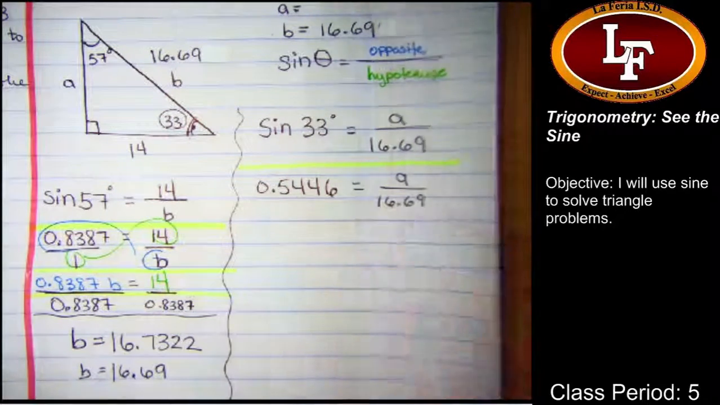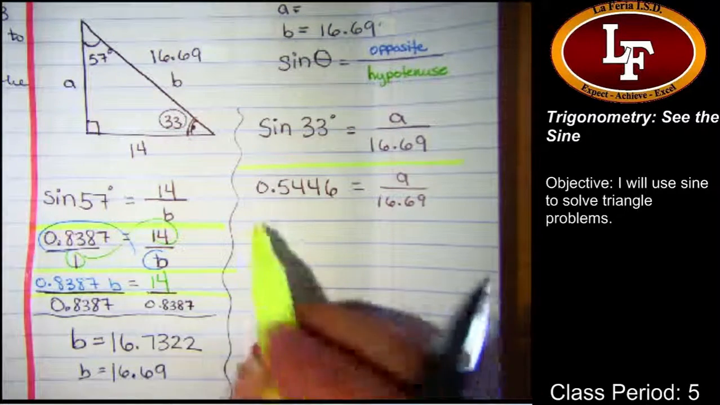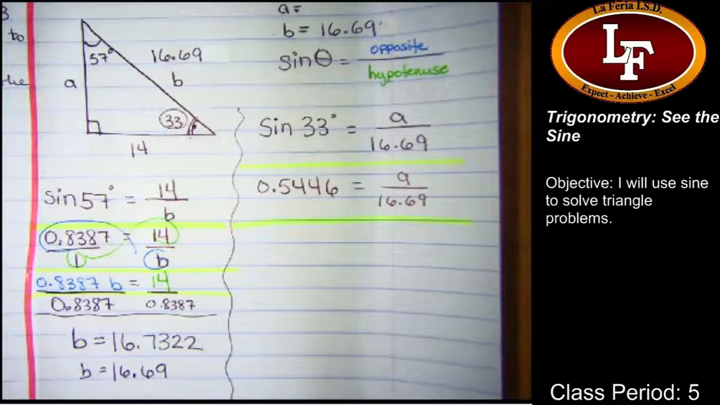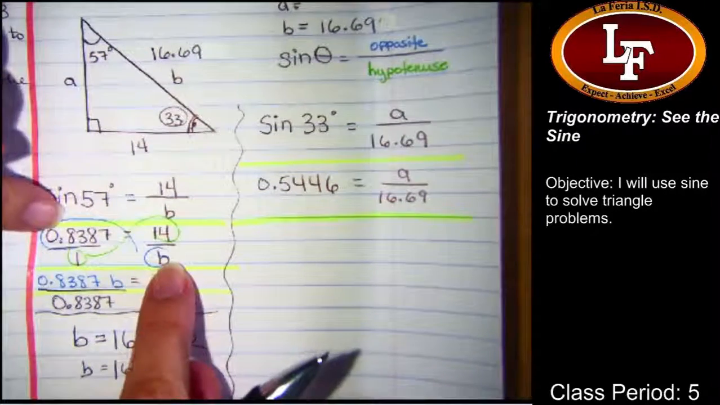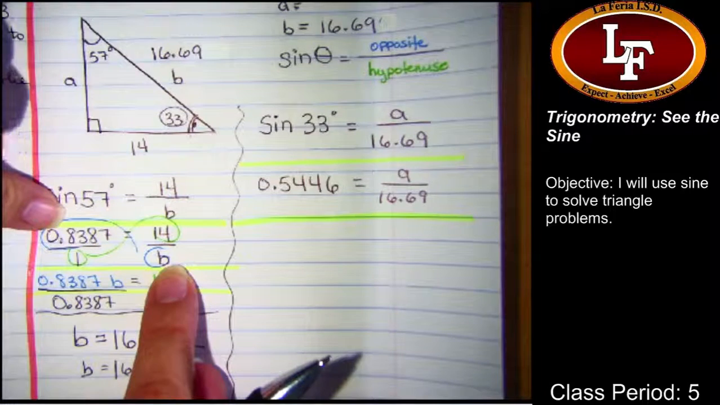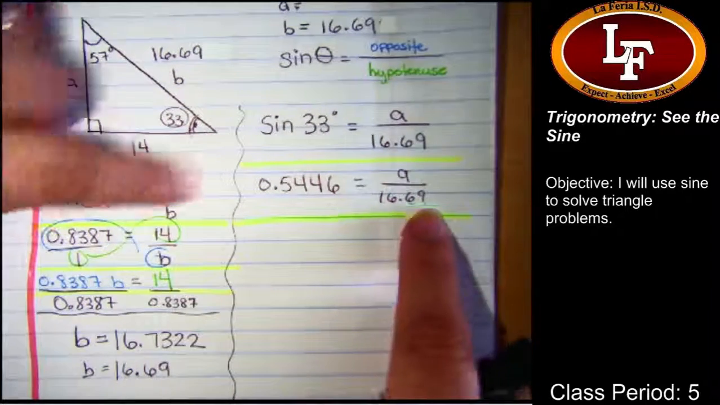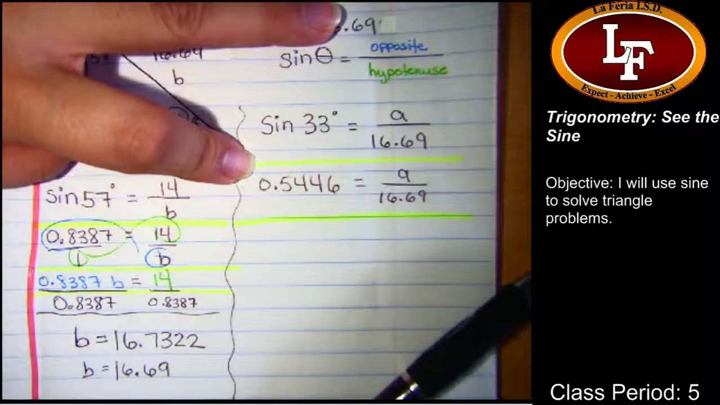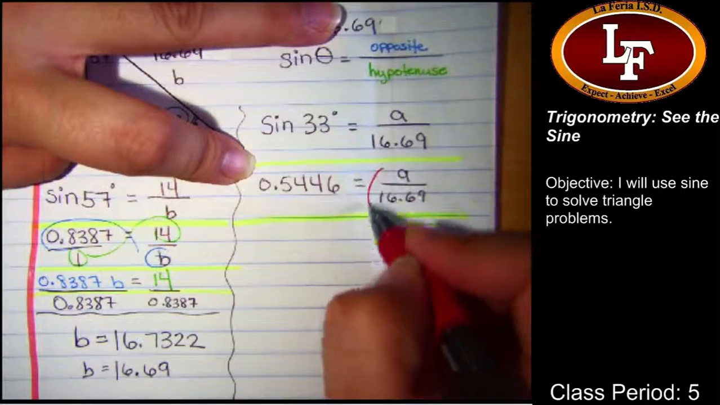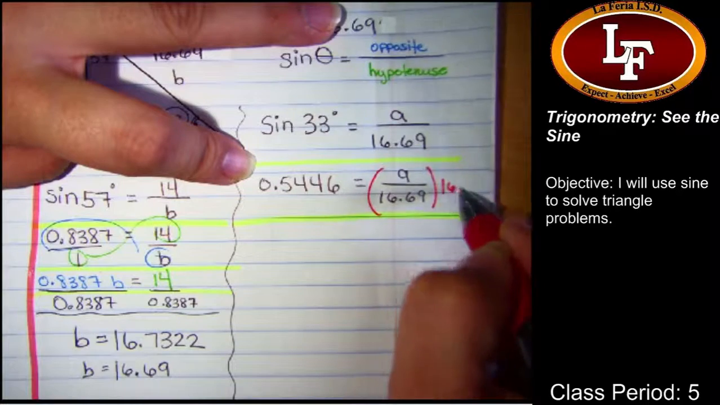16.69. Again, we have an equation with fractions. We could cross multiply, but notice how here we had a letter, and so it was kind of hard to think of multiplying everything by the denominator. Here they're just numbers. So let's see what it looks like when we just multiply everything by the denominator.